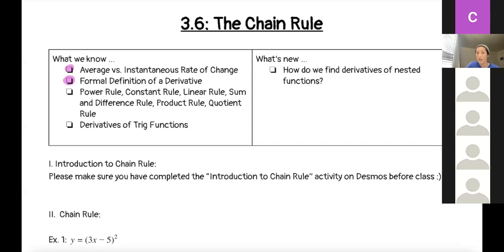But another way to find the instantaneous rate of change, especially for more complicated functions, is all of these rules that we learned. The power rule, the sum and difference rule, the product rule, the quotient rule, the derivatives of trig functions, also the derivatives of exponential and log functions, okay? And so at this point, our brains should be feeling rather full with all the different rules, okay?